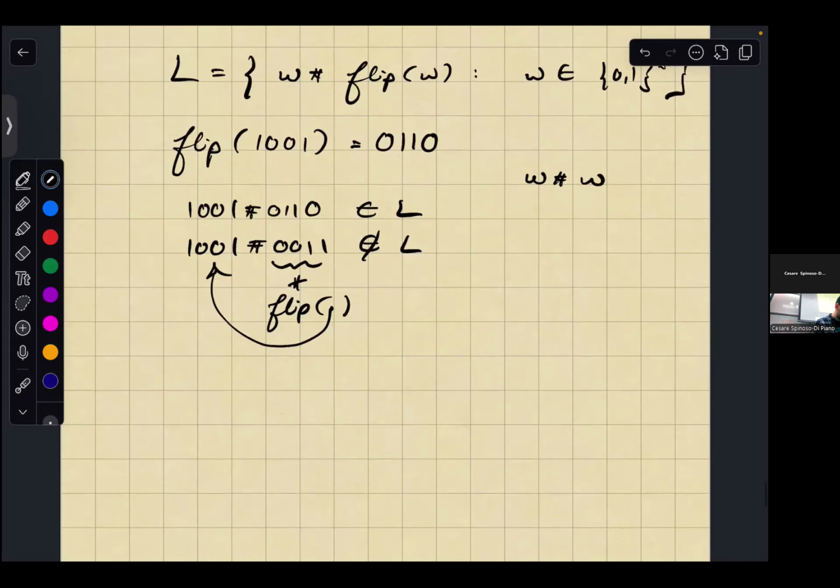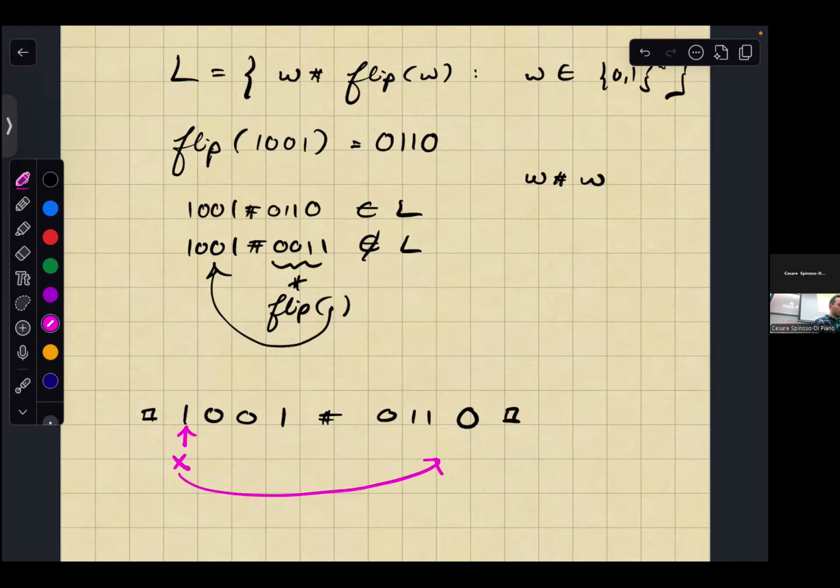Suppose I have 1001 hash 0110 and blanks to the left and to the right. Essentially what I need to do is create a sort of while loop. I check what I have here. I see that I have a 1, and I mark this with an X. I loop through my string until I reach the second half, where I pass the hash. And I check that the first unmarked letter past the hash is a 0, because it should be the flip of 1.